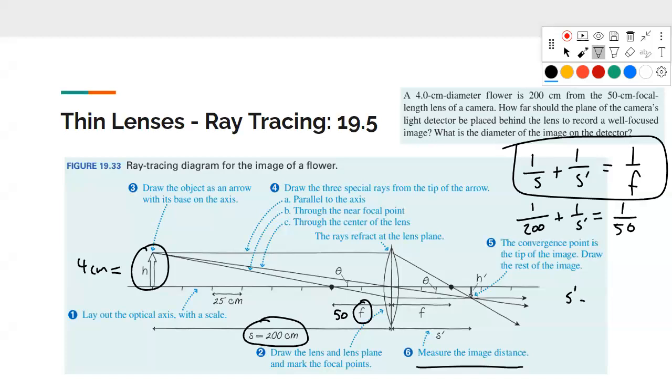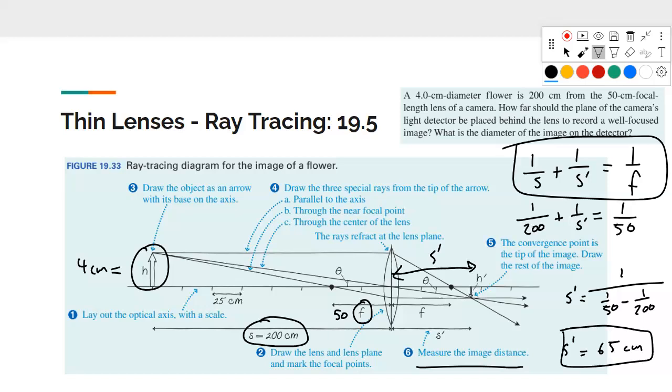And so when we rearrange and solve, we'll have S prime is 1 over 50 minus 1 over 200. And for these problems, it's really nice to have a calculator because otherwise it becomes such a pain. But you should get something around 65 centimeters. And you can see that this thin lens equation makes these sorts of calculations incredibly easy. We could also have estimated that from this diagram, trying to measure some tick marks and get an S prime for this distance here.